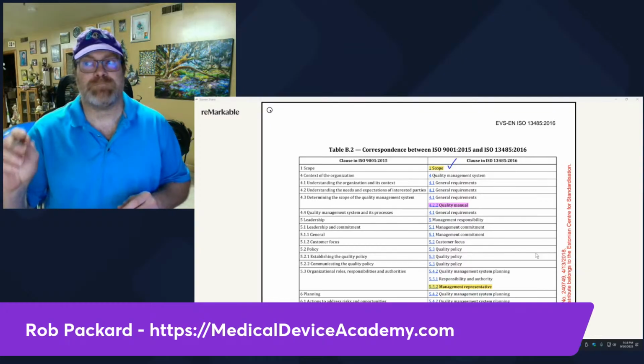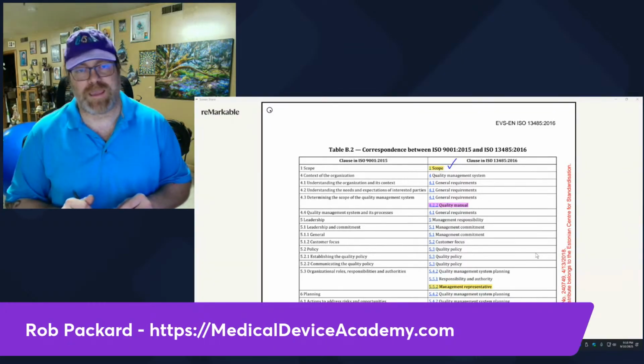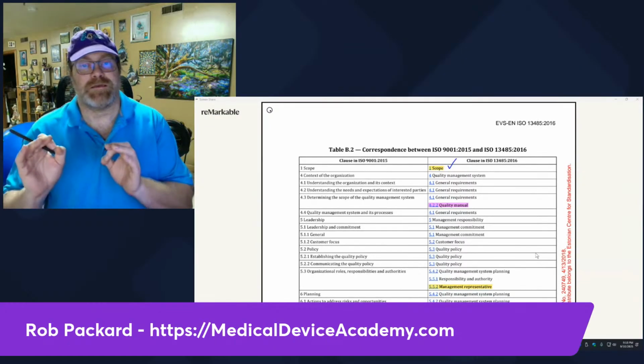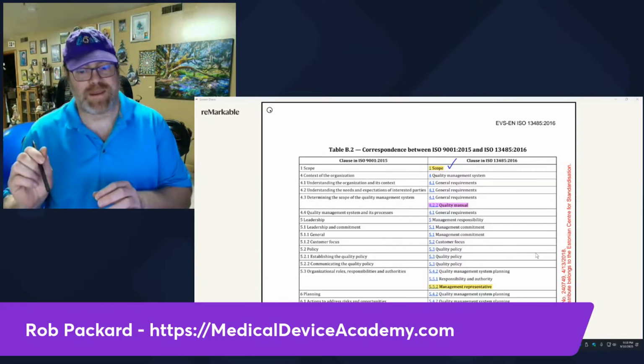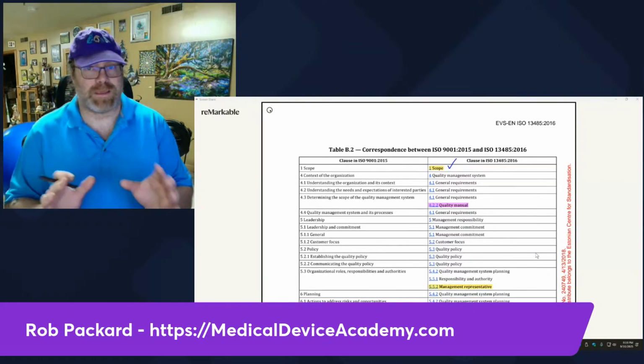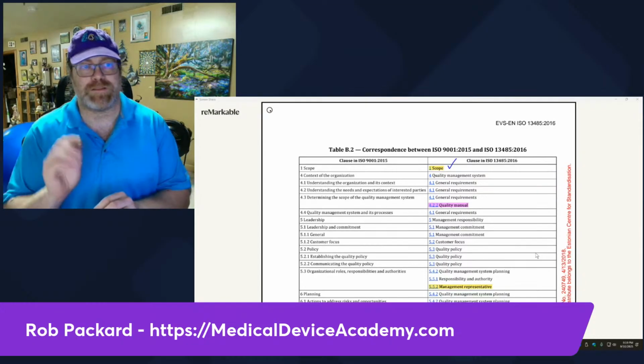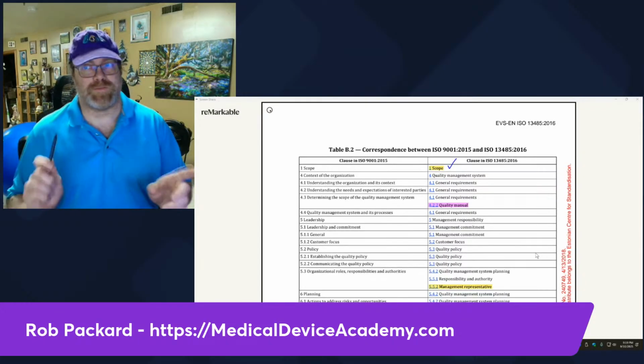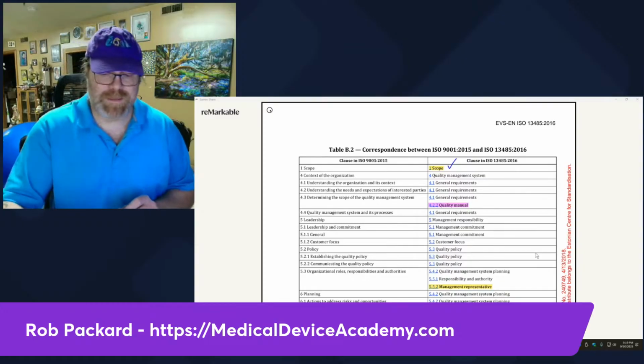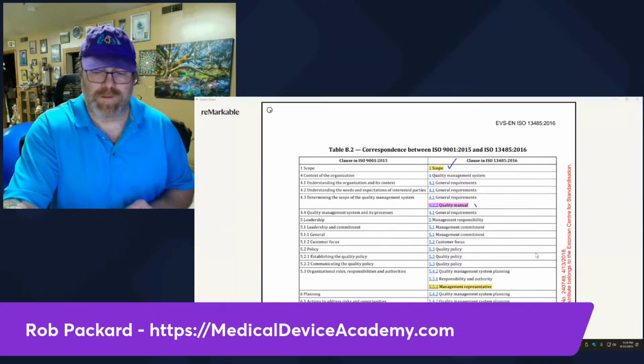Another thing that actually comes before clause 1 in the standard is section 0, and I'm going to cover that at the end. That's applicability of clauses. I'm going to cover that at the end, but it's not in this table, and it's an important difference between the two standards. The next item here is the quality manual.